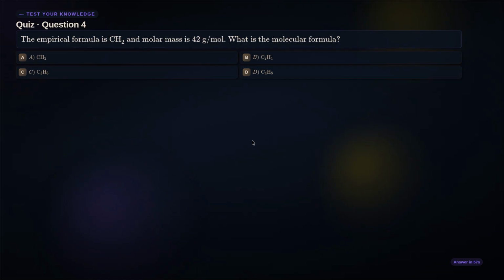Quiz question 4. The empirical formula of a compound is CH2, and its molar mass is 42 grams per mole. What is the molecular formula? Option A, CH2. Option B, C2H4. Option C, C3H6. Option D, C4H8. Take a moment to calculate your answer.